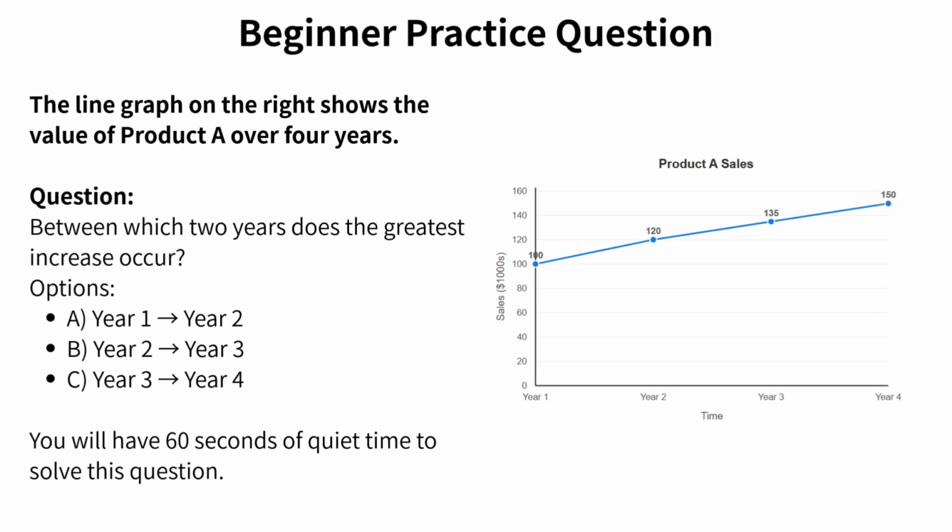Here is your beginner practice question. Look at the line graph on the right and compare how much the value changes between each pair of years. Your task is to find the interval with the greatest increase. You'll have 60 seconds to solve it.